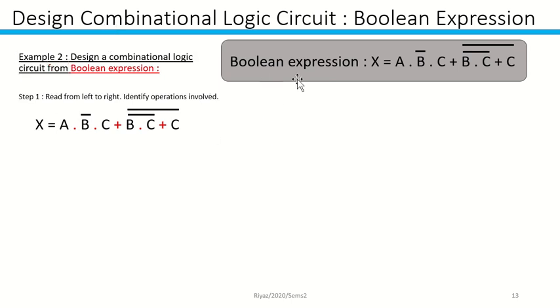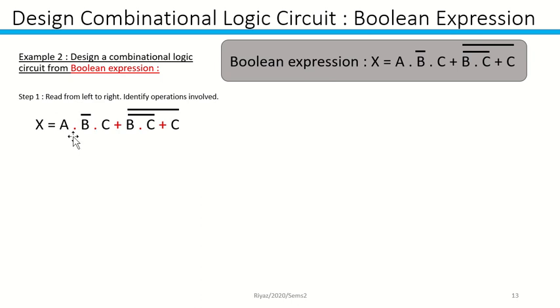You have a Boolean expression. So you have x equals a dot b bar dot c plus b dot c bar plus c, with a big bar covering all this. So you have a question like this. First you need to read from left to right, and identify the operations involved.